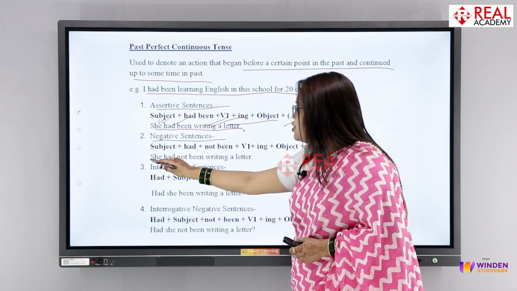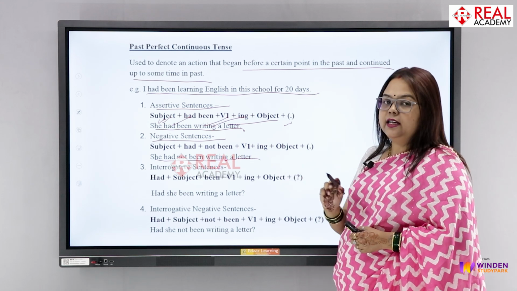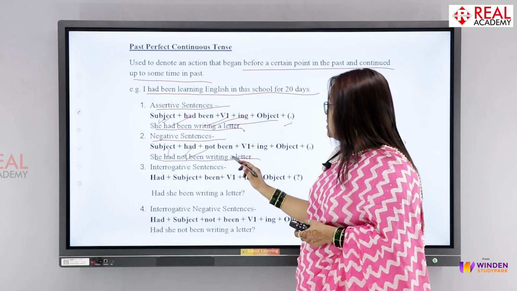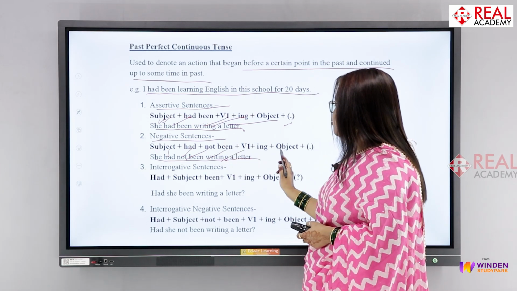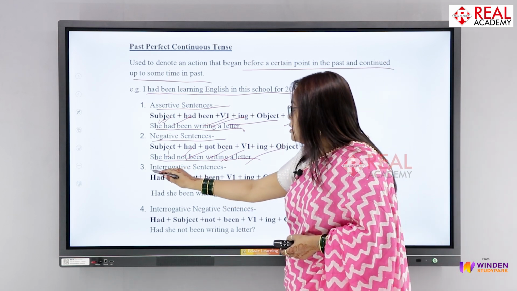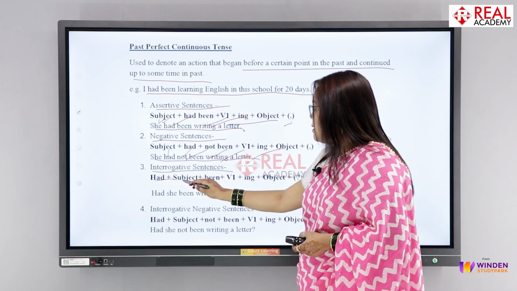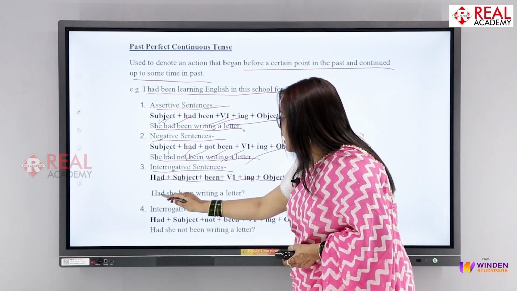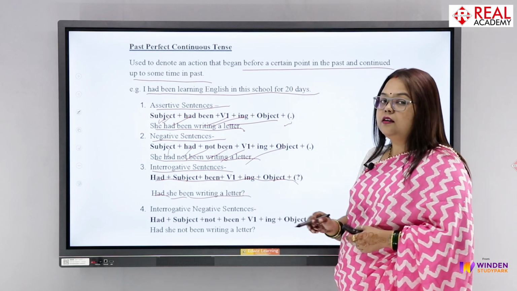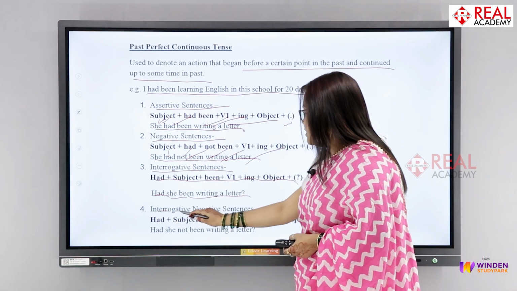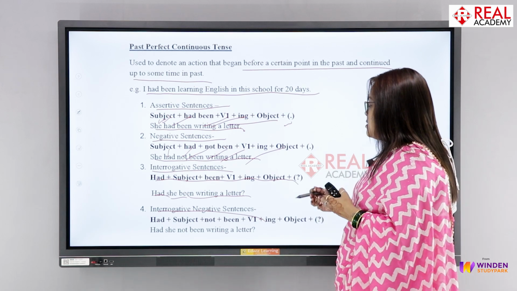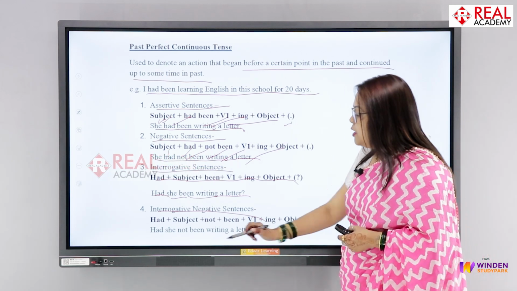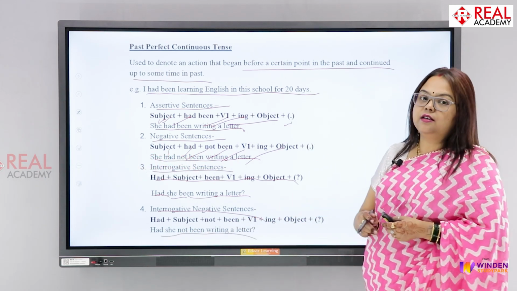Negative sentence: She had not been writing a letter. Subject plus had plus not, as it is a negative sentence, plus been plus V1 plus ing plus object. Interrogative sentence: had plus subject plus been plus V1 plus ing plus object plus question mark. Had she been writing a letter? Interrogative negative sentence: had plus subject plus not plus been plus V1 plus ing plus object plus question mark. Had she not been writing a letter?